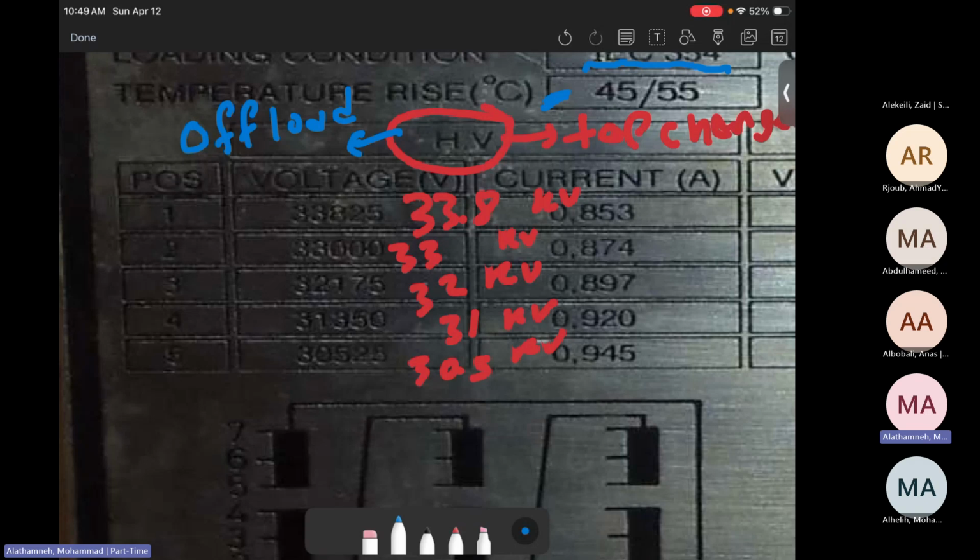But now, again, our target is to get the voltage to 33 kilovolts. Why do we have 33.8? Why do we have 31, 30 and 32? What's the point of this? This is related to the load behavior. When you have a light load, there is very high reactive power, which will cause over-voltage. So the voltage will be very high. Therefore, we need to bring the voltage down.